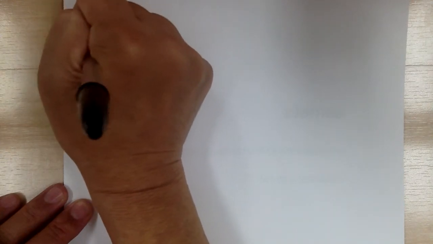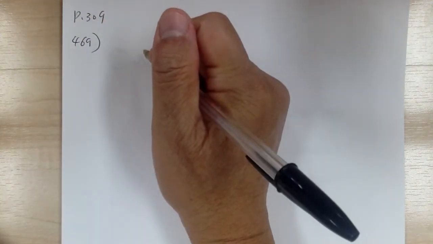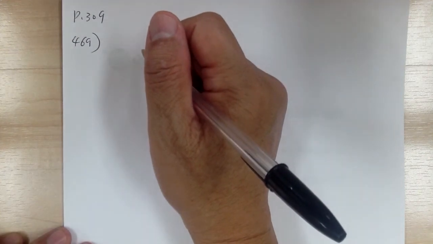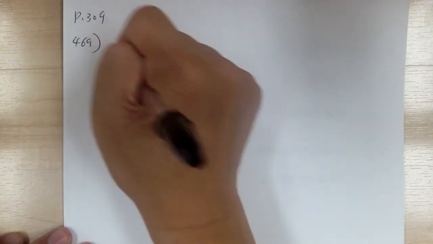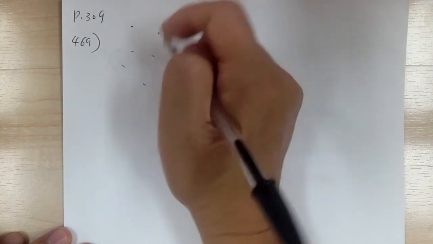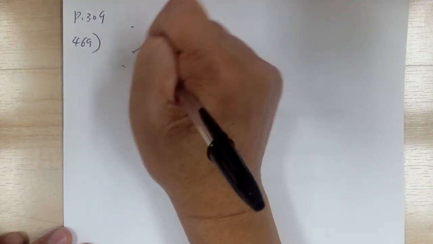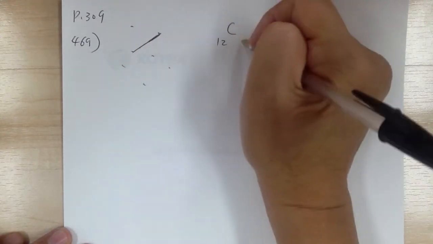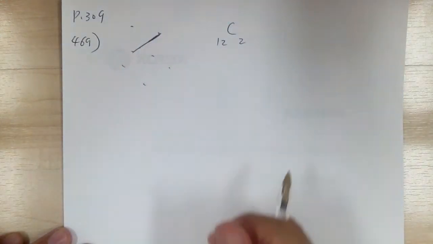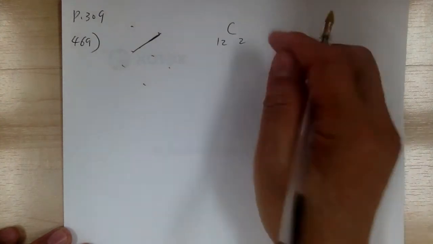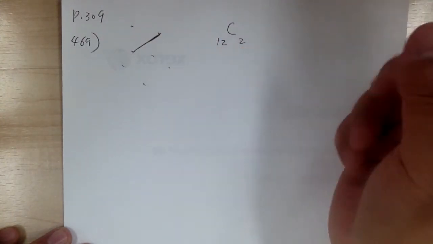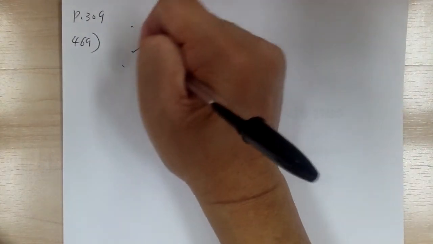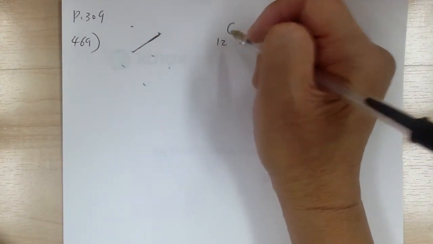Okay, number 469. How many lines are determined by 12 points on a plane, if no 3 of them are collinear? So you've got points, and it takes 2 points to make a line. There are 12 points, you take 2 points to make a line, and none of the points are collinear. If there are collinear points, then you have to take away those collinear lines, the points that form the collinear line.